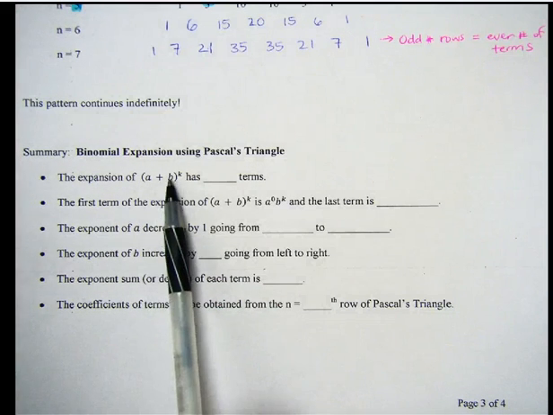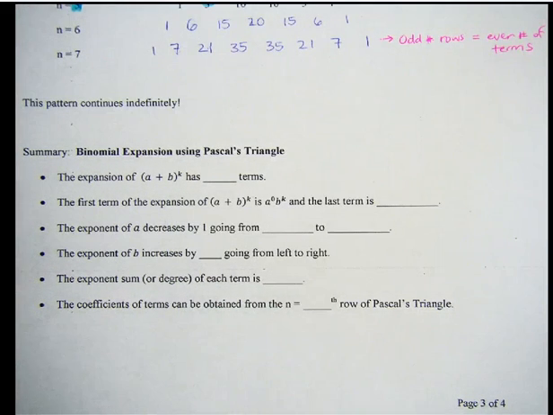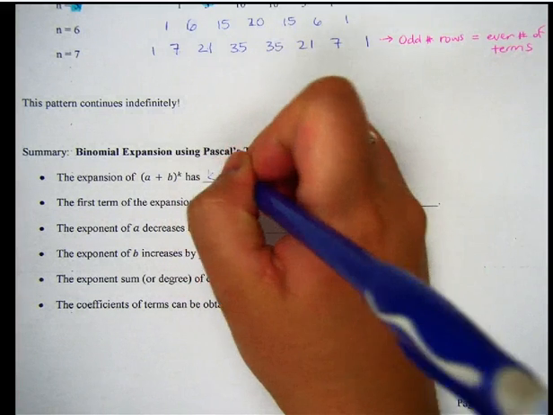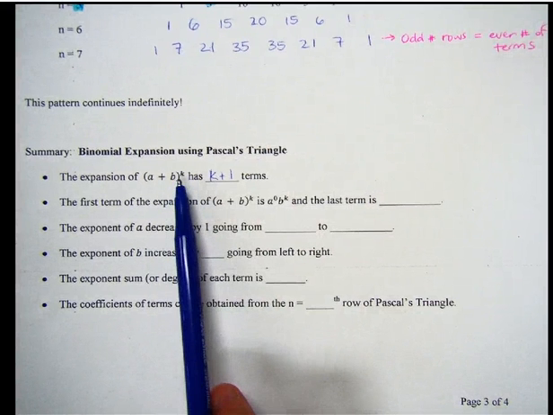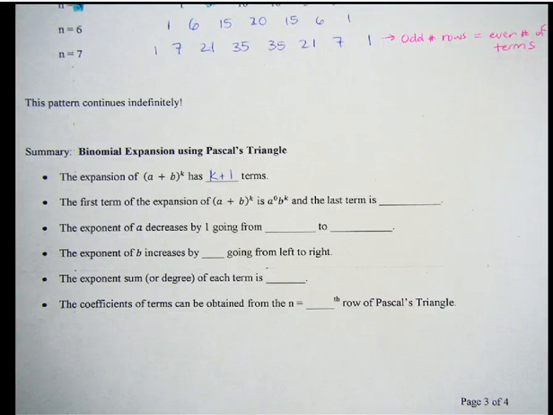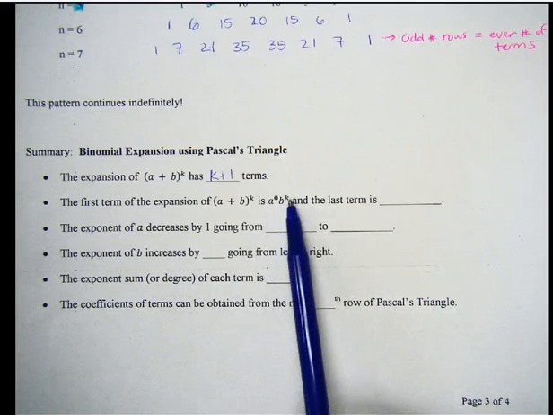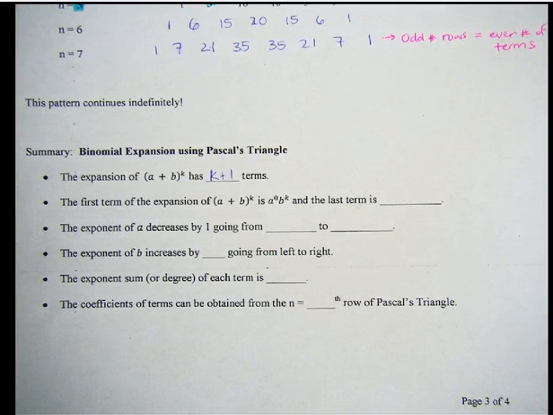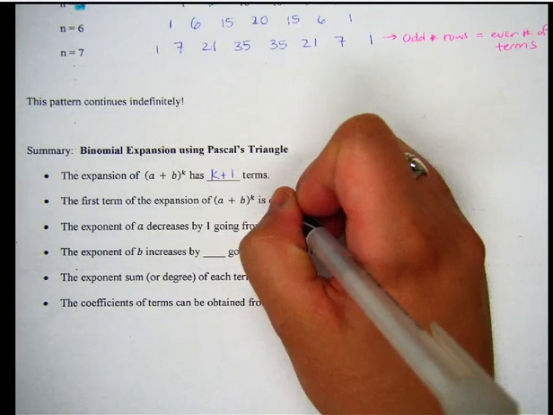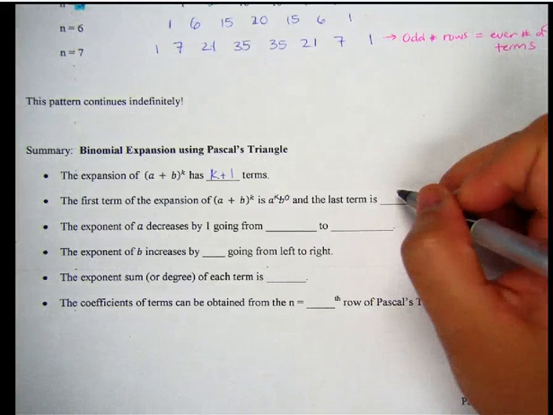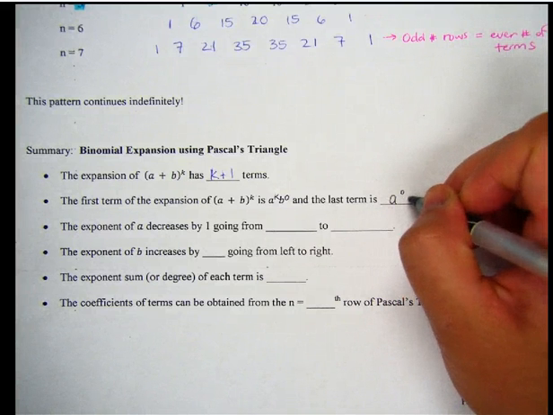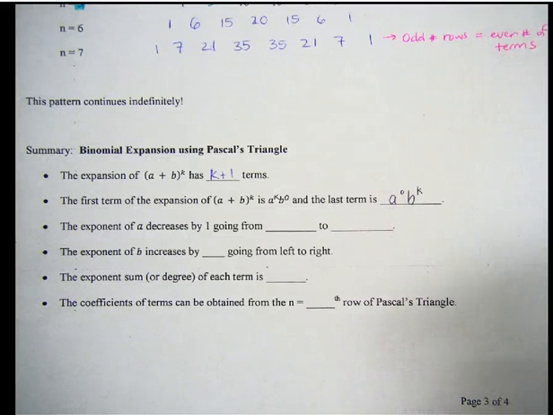The expansion of a plus b to the exponent k is always going to have k plus 1 terms. So if the exponent is 4, then a plus b to the exponent 4, you're going to end up with 5 terms in the end. The first term of the expansion a plus b to the exponent k is a to the 0, b to the k. And the last term is, actually I'm going to just fix that, hold on one second. I'm just going to switch around the order of those exponents, my apologies. a to the k, b to the 0, not that it really matters, anyway. And the last term is a to the 0 and b to the exponent k.